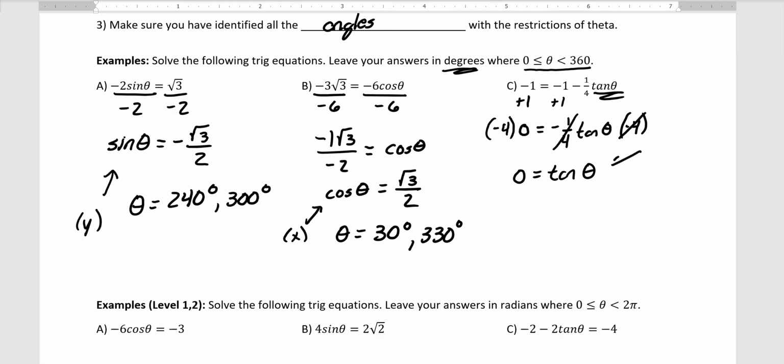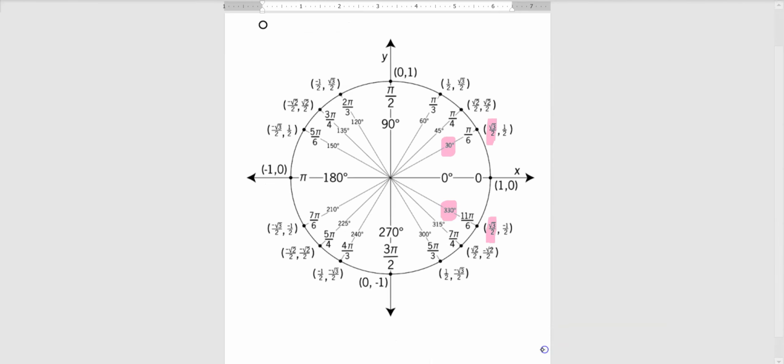Remember that tangent is y/x. So I need to find values where I would have 0/x. So my y value needs to be 0. My x needs to be anything but 0. So let's pull out our unit circle. We're looking for y values of 0.